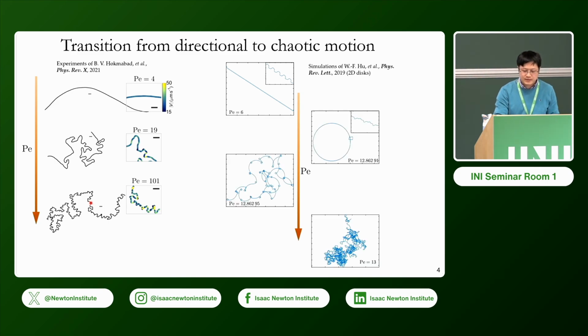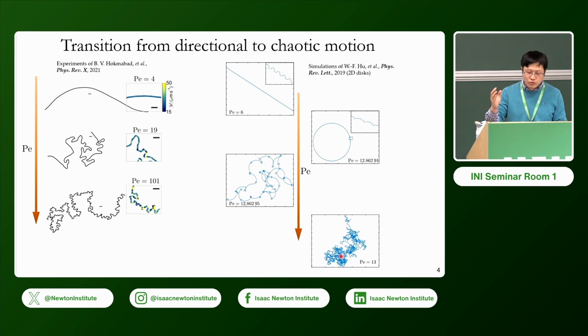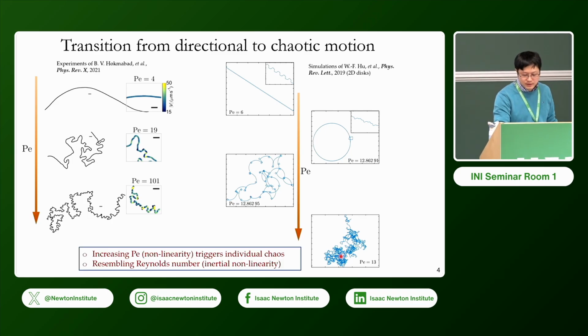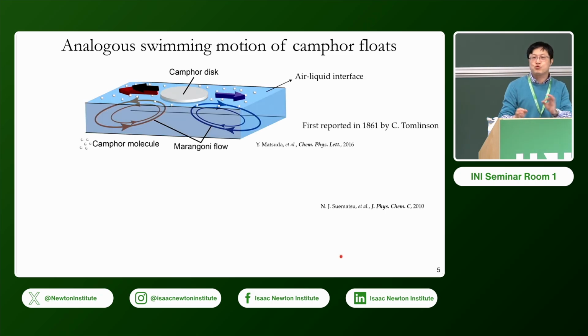And in this case, as you can see, ultimately, when you increase the Péclet number, you get a completely chaotic trajectory. So this is the story we know about this phoretic droplet, which has been studied just within one decade, right? And in fact, there's a similar mechanism, the so-called camphor disk, that has been seen more than one century ago.